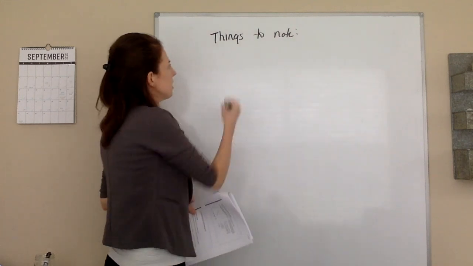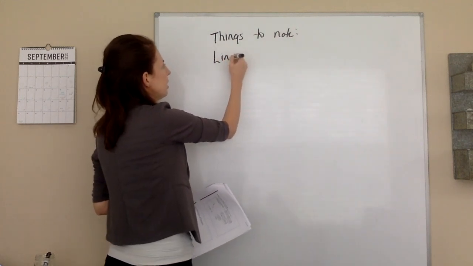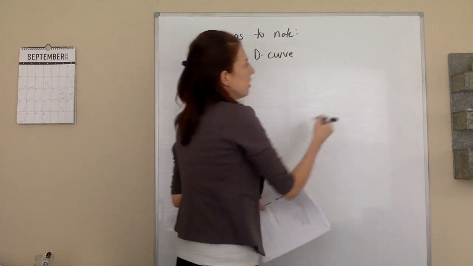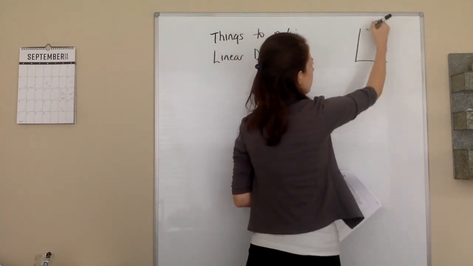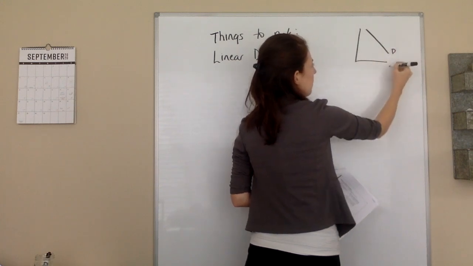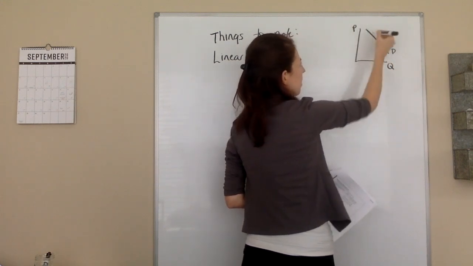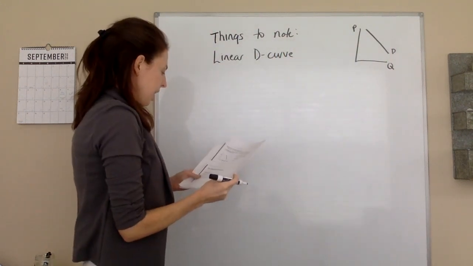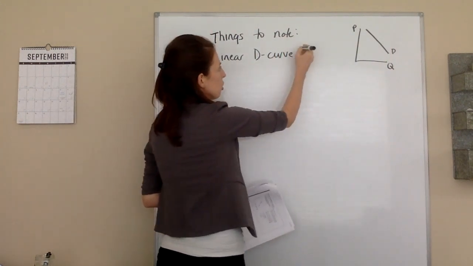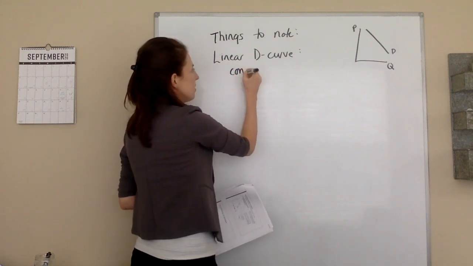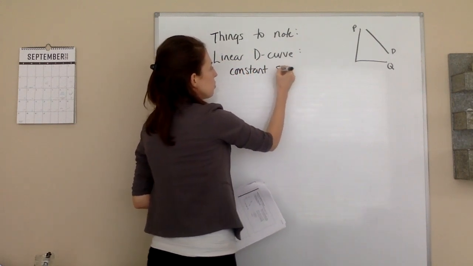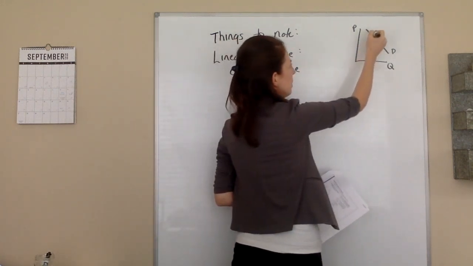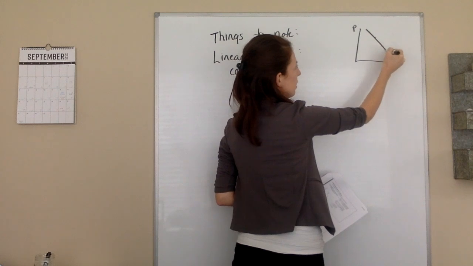Okay, the first thing to note is if you have a linear demand curve. Okay, what is a linear demand curve? A linear demand curve is a demand curve that is a straight line. So it's not bowed in or bowed out. It's just a straight line. Then what is going to be true is that there's going to be a constant slope across the whole line. So the slope from here to here is going to be the same as the slope from here to here.